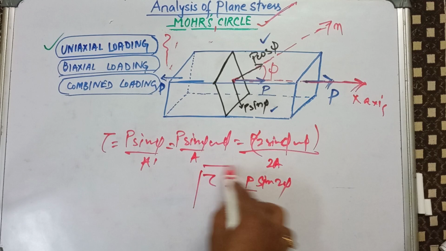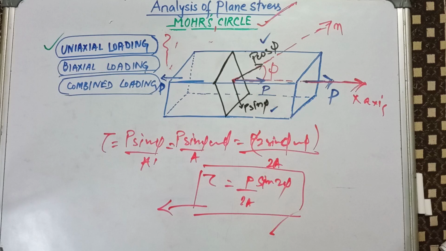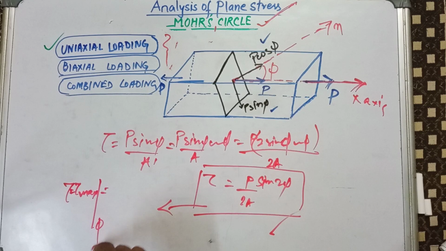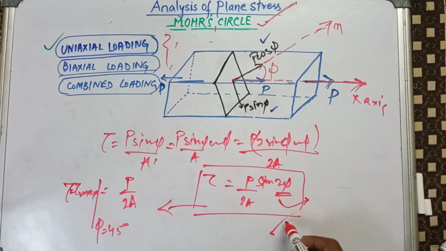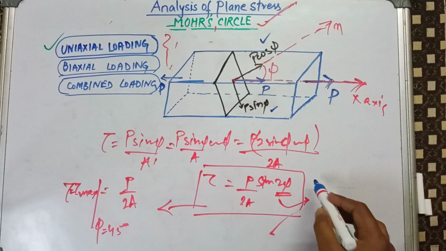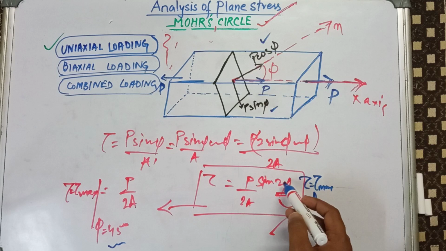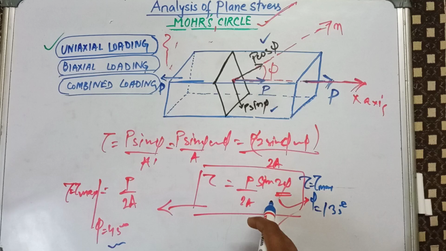Here there is a beautiful thing. Where the shear stress is becoming maximum, I can write that tau is becoming tau maximum at phi equals 45 degrees. When phi is 45 degrees, sin 90 equals 1, and this expression becomes P upon 2A. But this expression also becomes maximum when tau equals tau max at phi equals how much? 45 degrees plus 90 degrees, that means 135 degrees. At phi equals 135 degrees, 2 phi is 270 degrees. Now what is sin 270 degrees? It is minus 1. So that becomes minus P upon 2A.